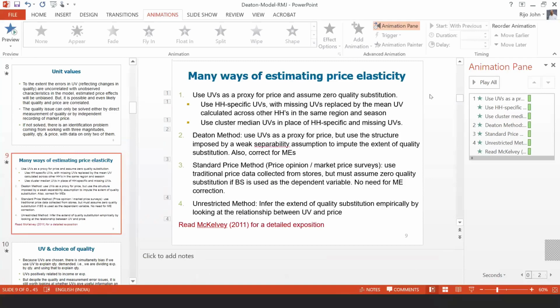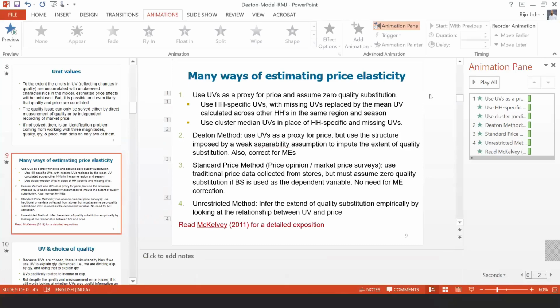So typically, they use household-specific unit values with missing unit values replaced by some mean unit values calculated across other households in the same region or seasons, or use cluster median unit values in place of household-specific and missing unit values. So the idea is basically use unit values straight away as a proxy for prices without really worrying about any quality issues in particular. These studies might be taking care of the measurement errors to some extent, but quality issues have been ignored in many of the studies.